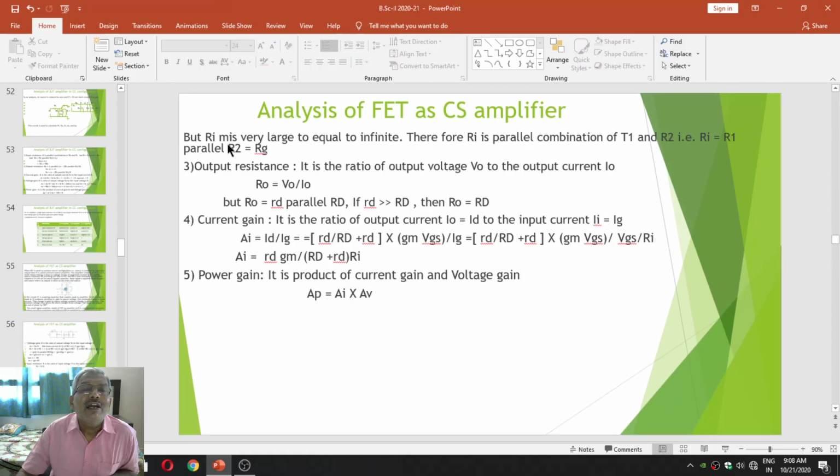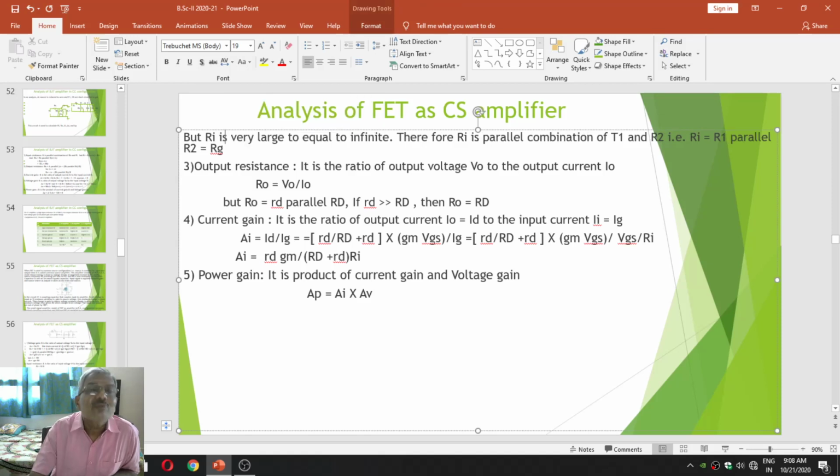But Ri is very large as far as FET is considered, because the input junction, the gate to source junction, is reverse biased. Ideally, its value seems to be infinite. Therefore, Ri we can treat as the parallel combination of R1 and R2. That is Ri is equal to R1 parallel to R2, and that is equal to Rg. So this is the input resistance of FET as a common source amplifier.